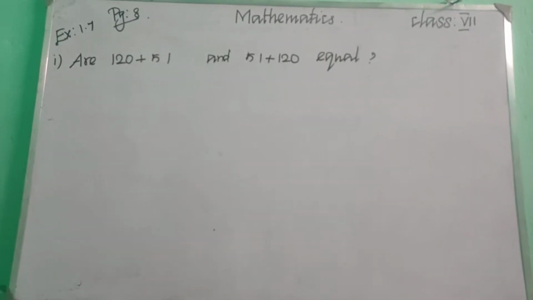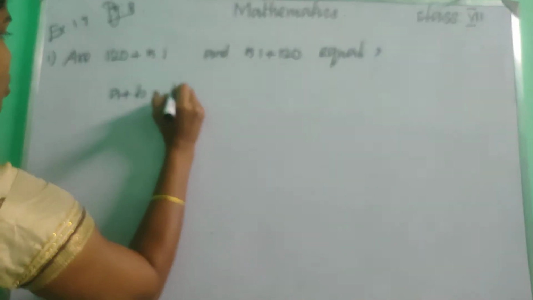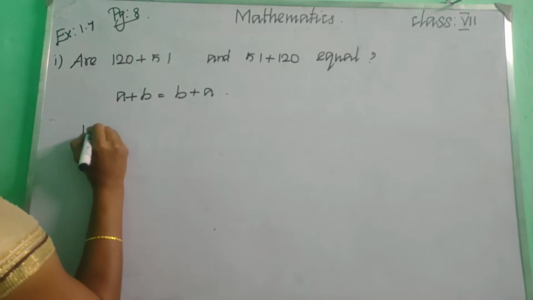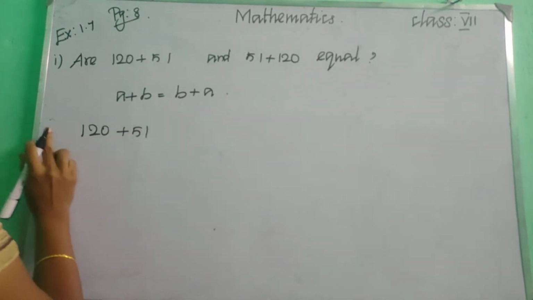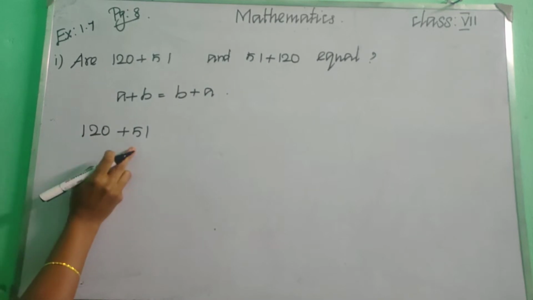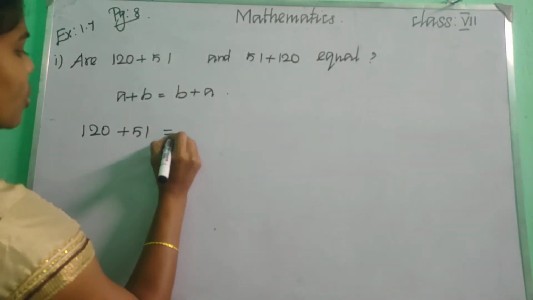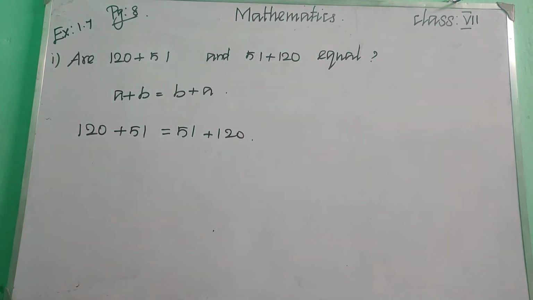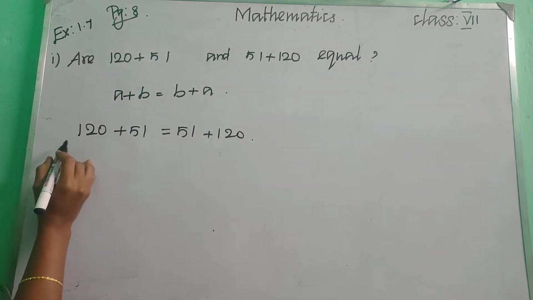So we are having the question as 120 plus 51 and 51 plus 120 equal. Okay, so by seeing this we can understand that this is in the form of commutative property, right? That is A plus B equal to B plus A. Okay, if these two are equal, we can say the addition of integers are commutative. Okay, let us check. Okay children, so we are having 120 plus 51. So check the symbols. We are having plus and plus, so we can add very easily, right? So and then we are having 51 plus 120. Okay, the same numbers but the places are changed, right? So we can add simply 120 plus 51.